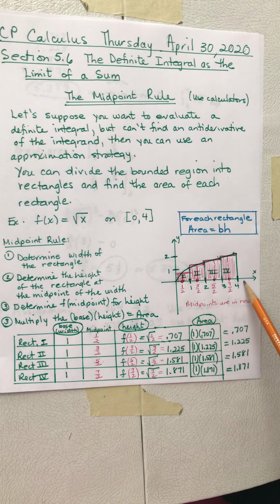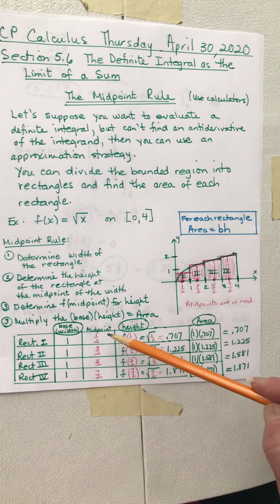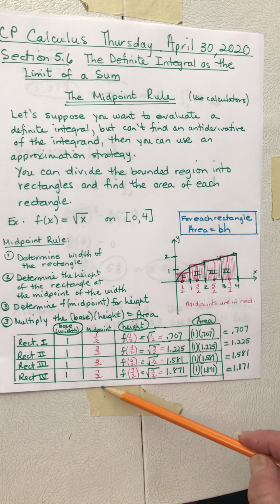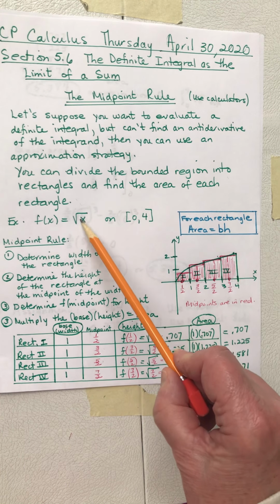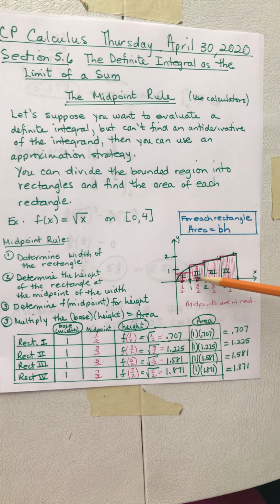And between 3 and 4, the midpoint is 3.5 or 7/2. There's my chart. Okay, so now I have all the midpoints. But that's not the height of the rectangle until I take that midpoint, that x value, and plug it into the function. Then that will give me the y value that goes with that x value, and that y value will be the height of that particular rectangle.